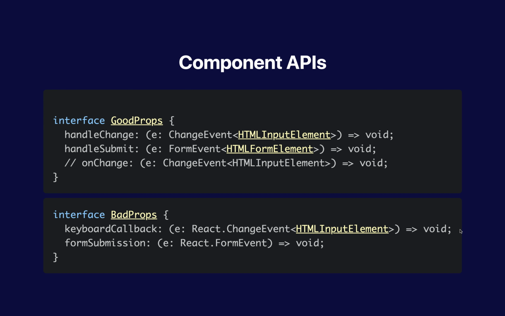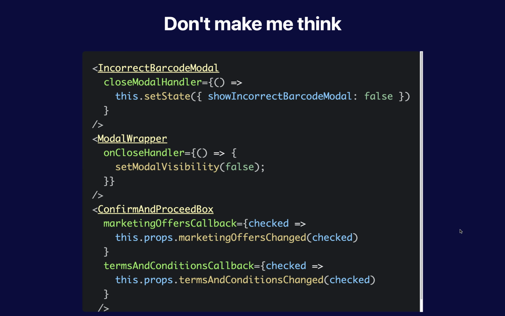Then we've got bad props where we've got a keyboardCallback and a formSubmission. Form submission is probably not too bad really. Keyboard callback is, I don't know, I'm not sure what it is. And that's what we should be actively seeking to avoid. The purpose here is don't make me think. When I say me, I really refer to, well, yes, me, but everybody. Anyone that's going to be looking at code you wrote or you will write, don't create unconventional prop names.